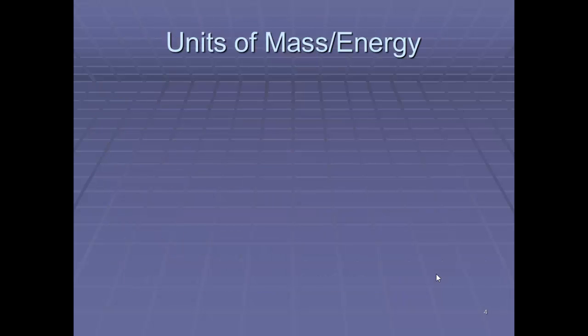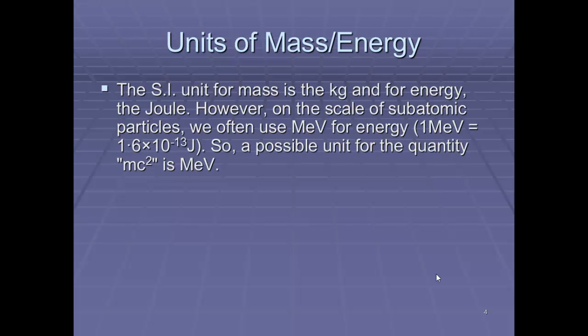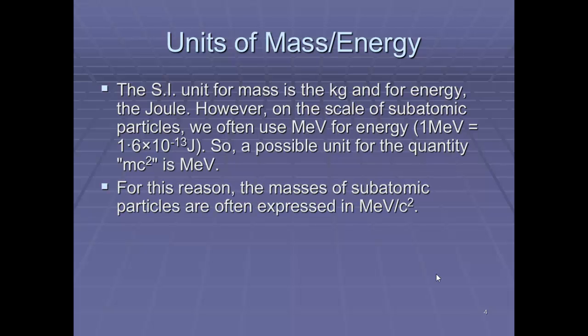Things to note here: there's often a flexibility with the units of mass and energy. The SI unit for mass is kilograms, and for energy is the joule. However, on the scale of subatomic particles, we often use mega electron volts for energy. So the unit that comes along when we have mc squared is mega electron volts. For this reason, the masses of subatomic particles are often expressed in mega electron volts per speed of light squared.